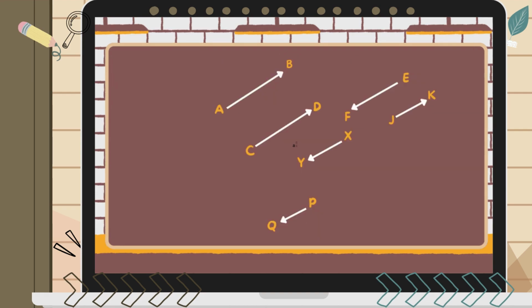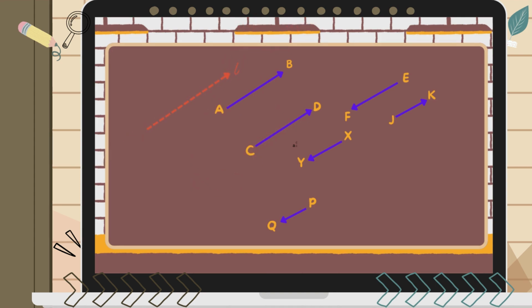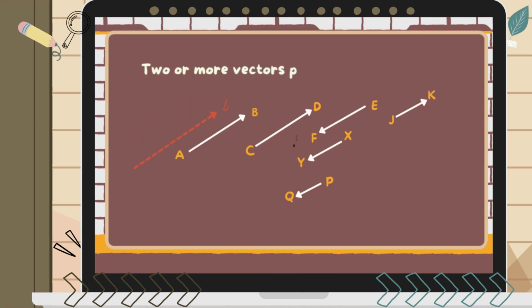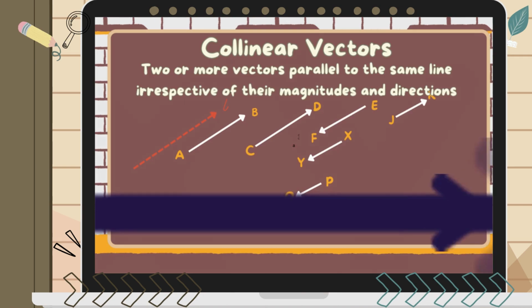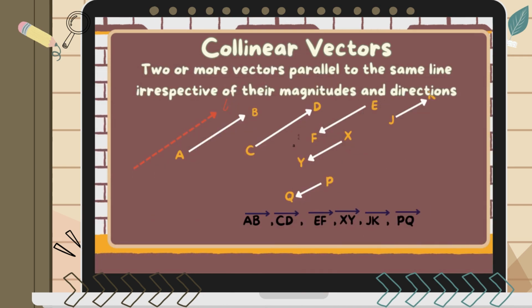Now consider these vectors. Here, they're all parallel to each other, or we can say that they are parallel to this line. If two or more vectors are parallel to the same line, even though they have different magnitudes and directions, they are called collinear vectors. Thus, all these vectors are collinear vectors.